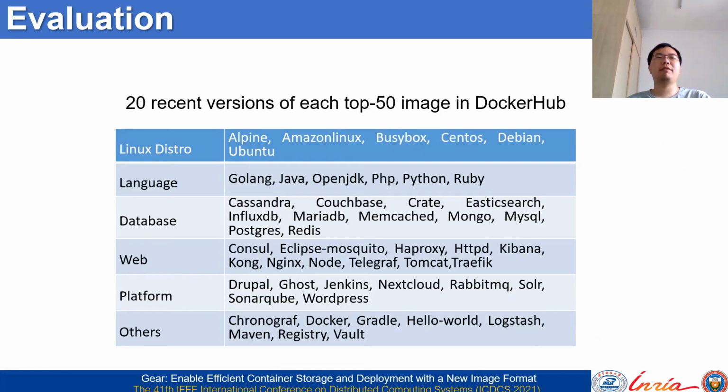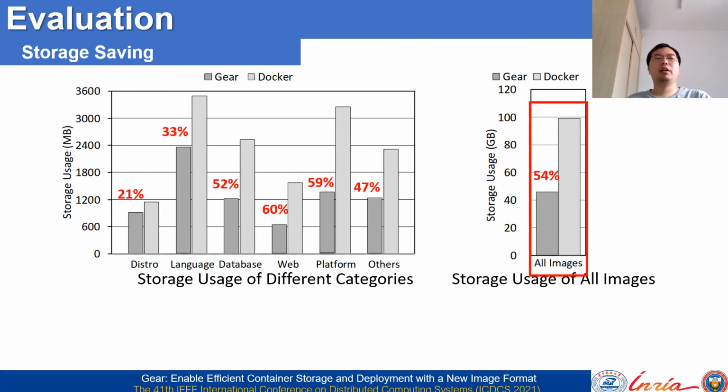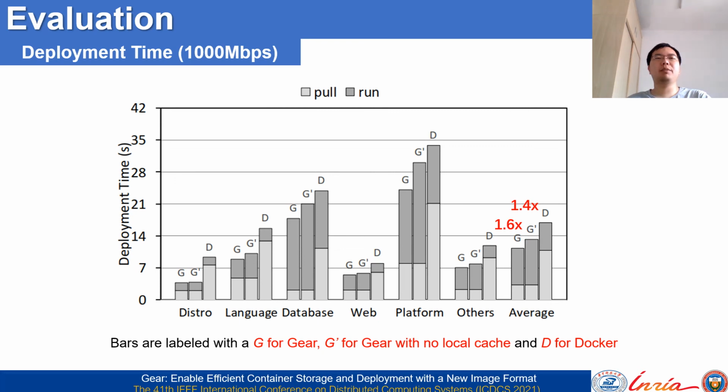We build private registries with GEAR and Docker separately. We store the latest 20 versions of the top 50 popular container images from Docker Hub. The GEAR registry can save 54% of storage space compared to the Docker registry's layer-level sharing. Next, we deploy the images on client hosts one by one with Docker, GEAR without local cache, and GEAR with local cache separately.